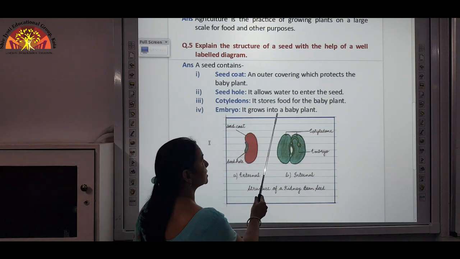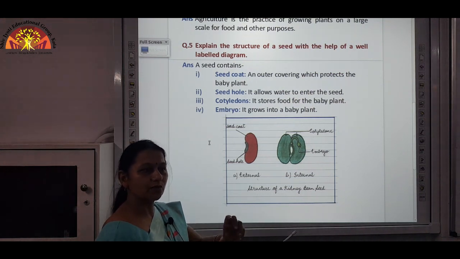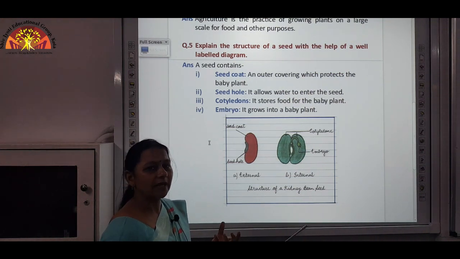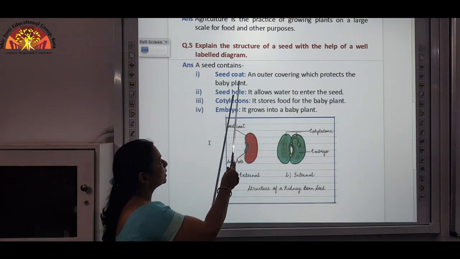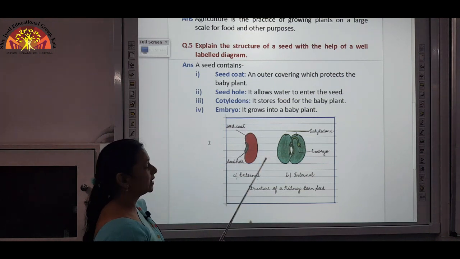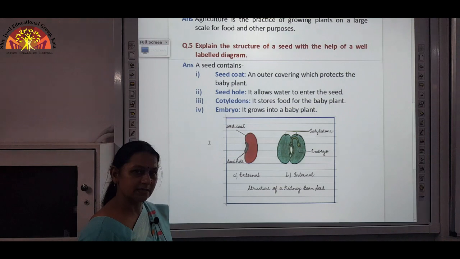Okay. Next is embryo. The embryo grows into a baby plant, meaning it is that small part which will grow up into a baby plant. So, these were the 4 parts included in the structure of a kidney bean seed.